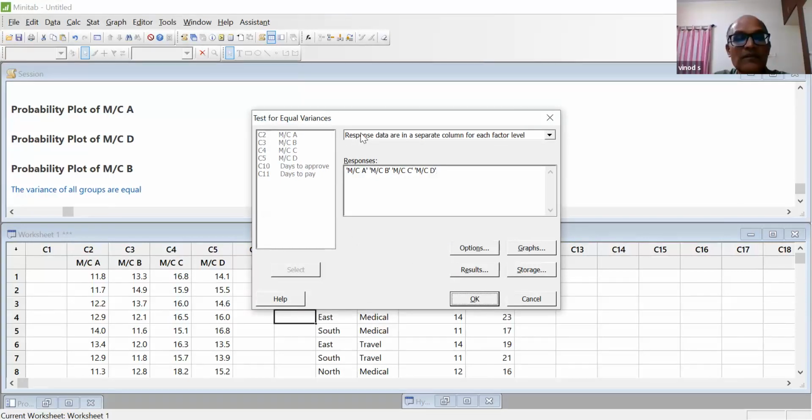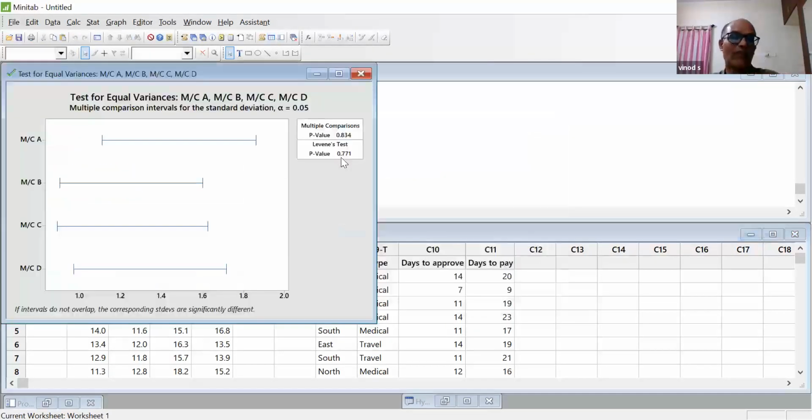Now what has happened? The p-value has come. What is the p-value? 0.771. Right. That means they are equal. The p-value is more than 0.05, so they are not significantly different, right? They are all equal. It appears slightly off to one side, but as per the p-value, they are more or less equal, or not significantly different. Okay, so the second assumption is also cleared.